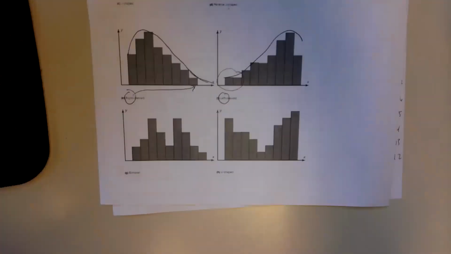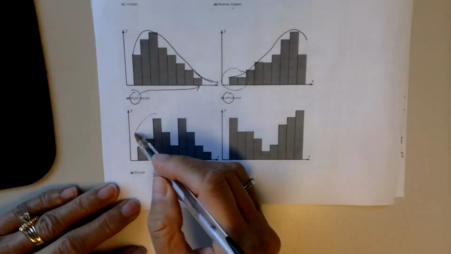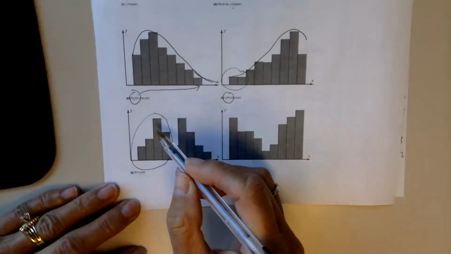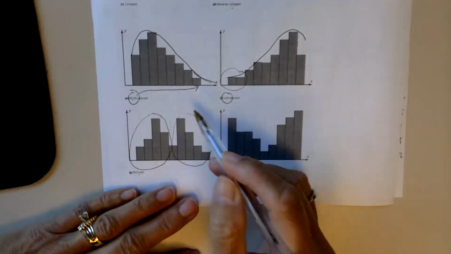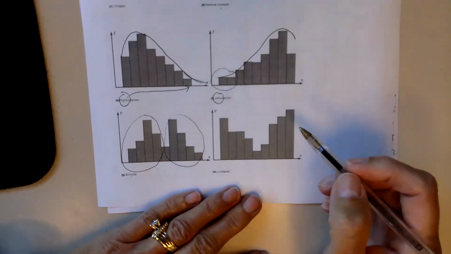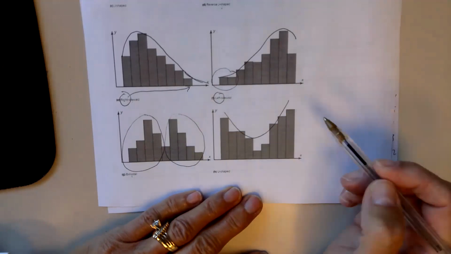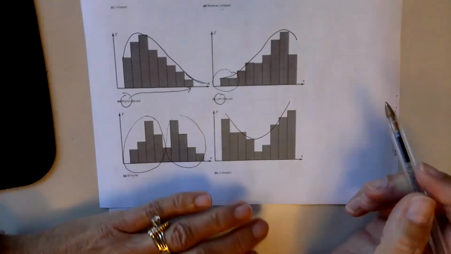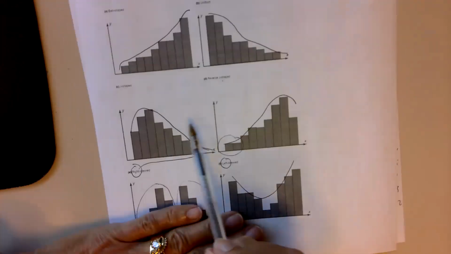And then the last two, this one is called bimodal because it looks like there's a group of data down here on the bottom, and then it looks like a separate group here on top. And then last but not least is the U-shaped group, something like this. The ones that we're mainly going to deal with this semester are going to be symmetric and then skewed left and skewed right.